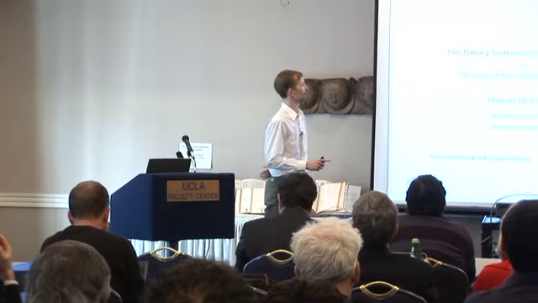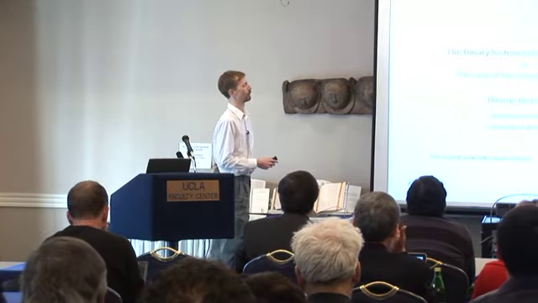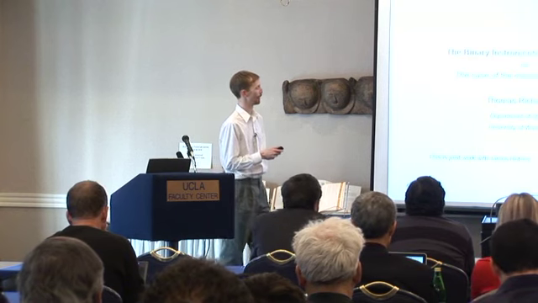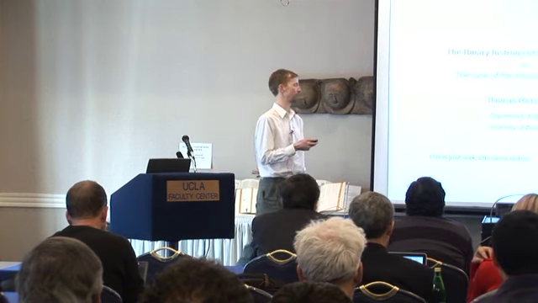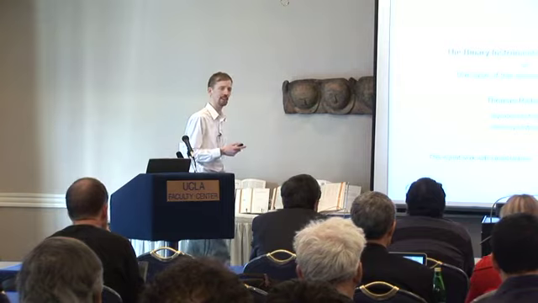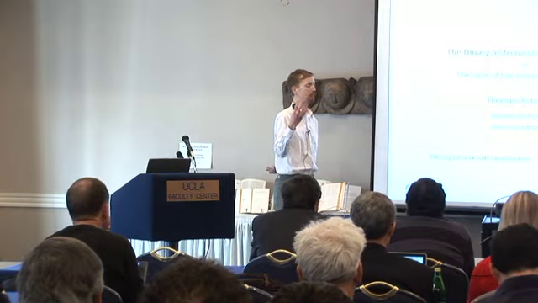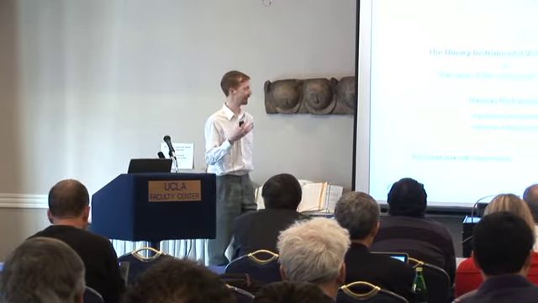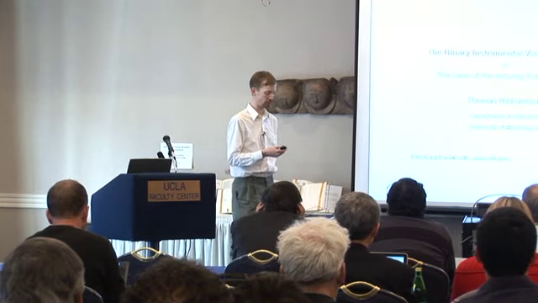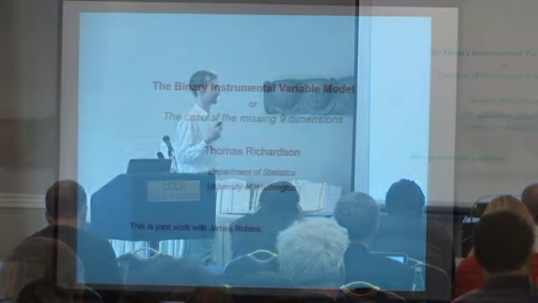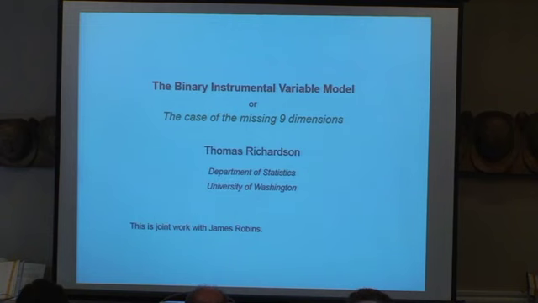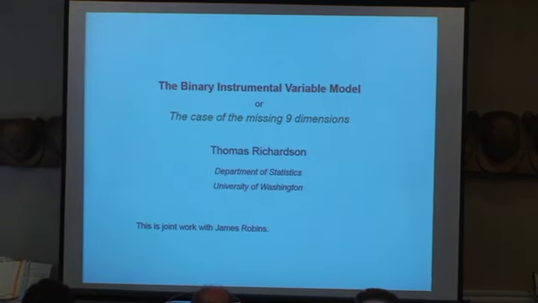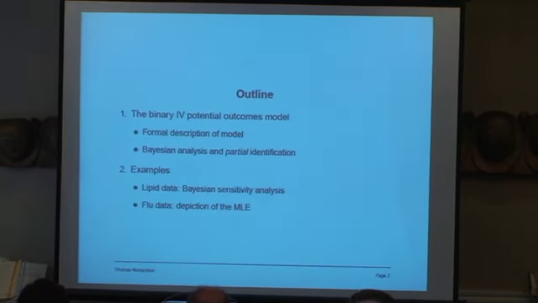Okay, so I'm going to talk about the binary instrumental variable model. This is joint work with Jamie Robbins. I subtitled it The Case of the Missing 9 Dimensions. And this directly builds on a very detailed discussion in chapter 8 of Judea's book, which is basically where I first encountered this model. So I'm going to talk about the binary instrumental variable potential outcomes model.